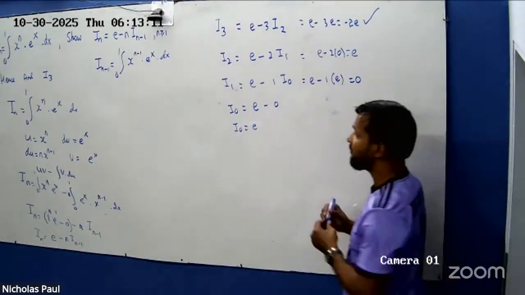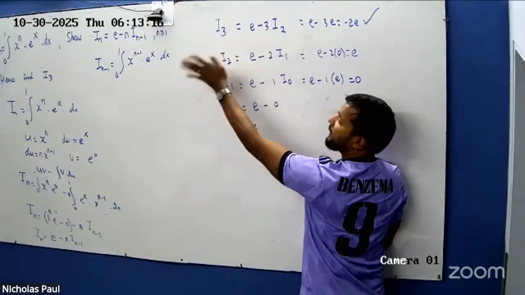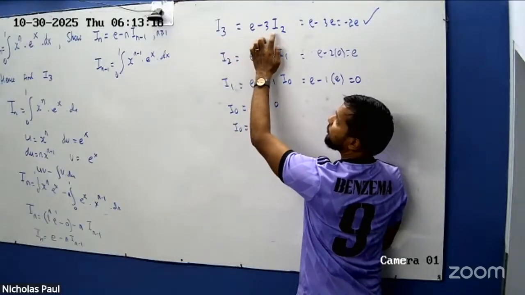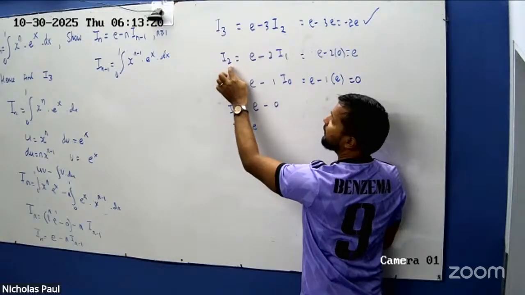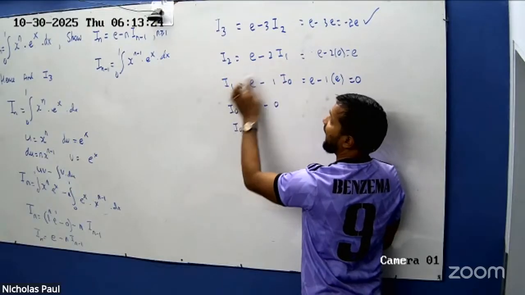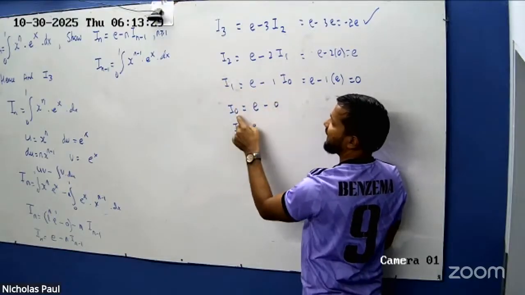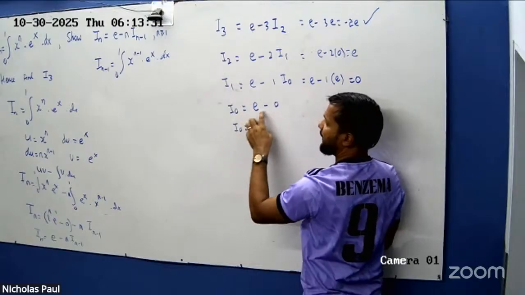Watch it again. So how do I get I3? Put 3 in that formula. I3 is E minus 3I2. I need to get I2. I2 is E minus 2I1. I need to get I1 now, right? So put 1 in there. E minus 1I0. I need to get I0. Put 0 in there. You'll get E minus 0.